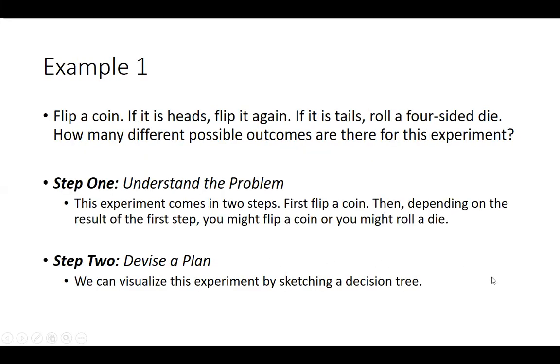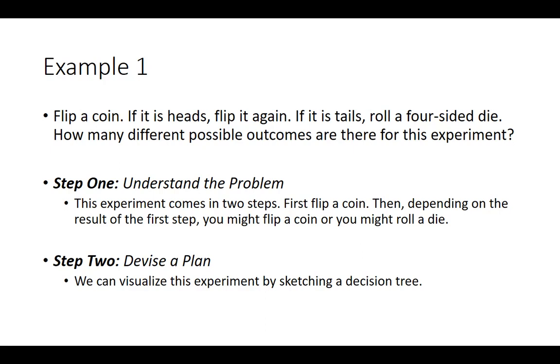So example 1, flip a coin. If it's heads, flip it again. If it's tails, roll a 4-sided die. How many different possible outcomes are there for this experiment? So we go to our 4-step problem-solving process. Step 1, understand the problem. This experiment comes in 2 steps. First, flip a coin. Then, depending on the result of the first step, you might flip a coin again, or you might roll a die.